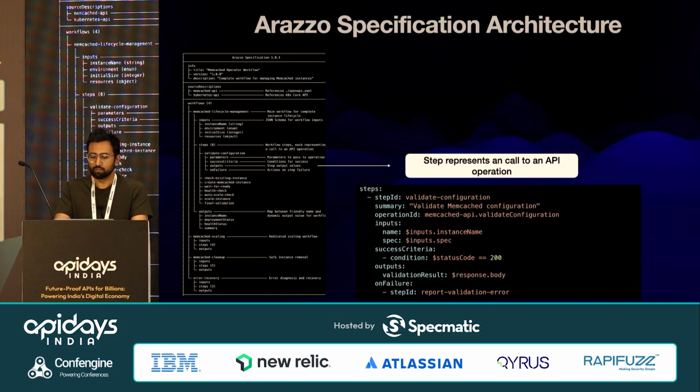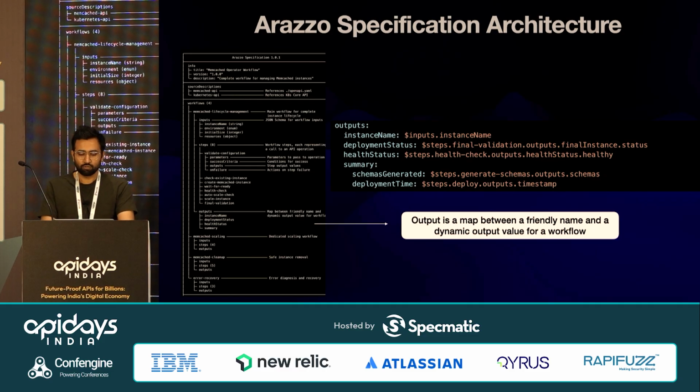The next part is the steps. It will represent a call to your OpenAPI operation. There are different fields, like if you want to validate the configuration, you can define it in the step ID, and you have to provide the input. On the basis of the success criteria, if the status code is 200, it will show you success. Otherwise, it will result in a failure, and you have to run another step for the validation error to handle this error.